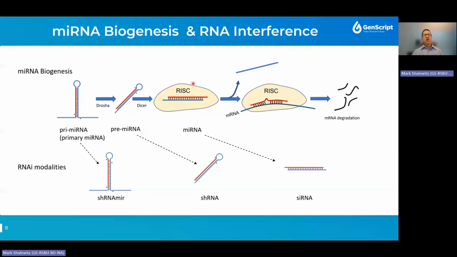So although shRNAs are widely used for gene knockdown, they are not considered small nucleic acid drugs. However, I wanted to introduce them because they play an important part in research and functional genomics. So for the rest of this webinar, we'll focus on siRNA, as it is one of the key small nucleic acid drugs used in therapeutic applications.